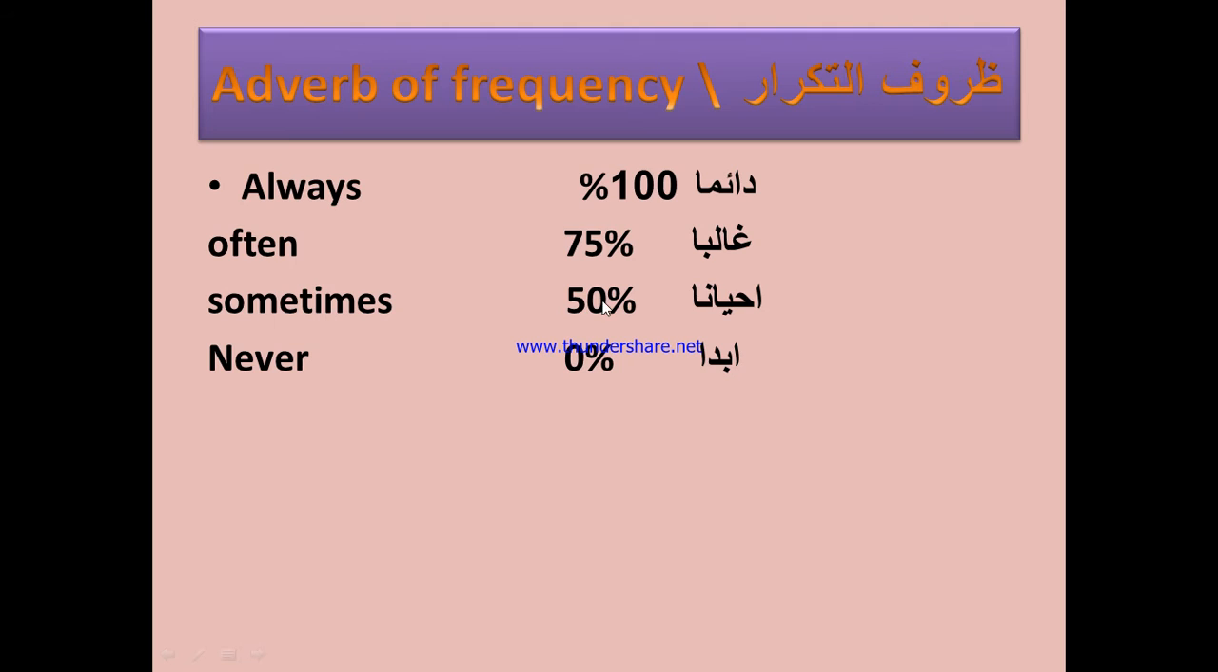Sometimes, something we do 50%. It means احيانا، يعني الشيء سوي مرة واحدة بالاسبوع. Never, it's 0%. يعني شيء ابد ما تسويه، يعني قاطعة من حياتك. اوكي. Always دائما، often غالبا، sometimes احيانا، never ابدا. اوكي. Now we go to explain it.